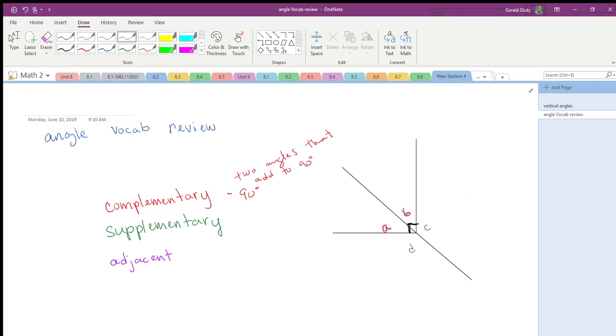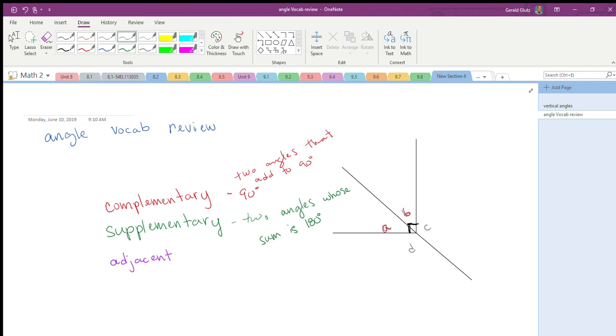Supplementary is 2 angles whose sum is 180 degrees. So again, 90 comes before 180, C comes before S in the alphabet, so that's kind of how I remember it. So an example of 2 angles that are supplementary would be 2 angles that add up to 180.